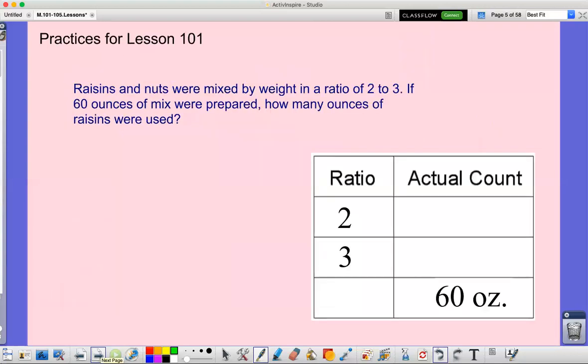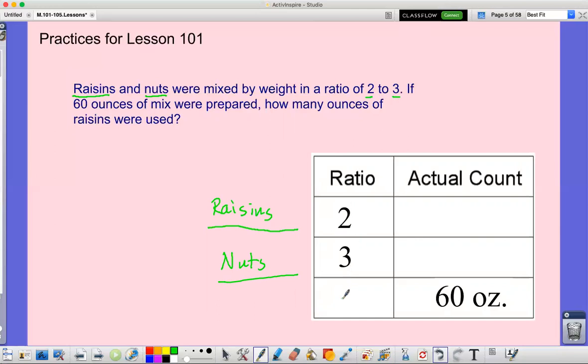Let's try this one. Raisins and nuts were mixed by weight in a ratio of 2 to 3. So it has to be in this order, raisins and nuts. And it has to be in a ratio of 2 to 3. So what would this label be right here for the 2? If you put raisins, you're correct. And that leaves this one being nuts for the 3.